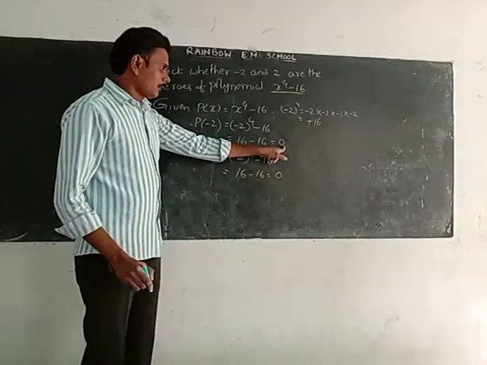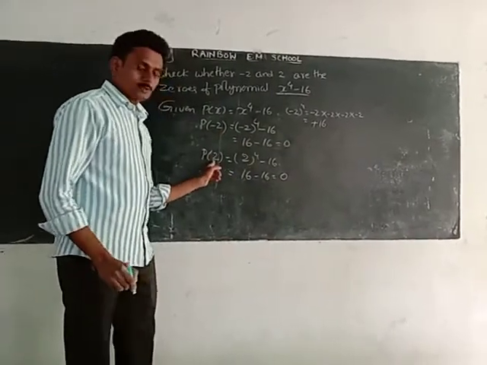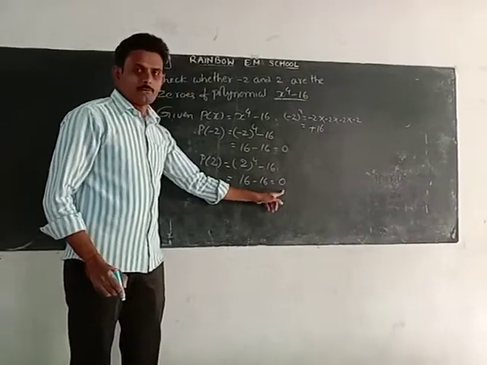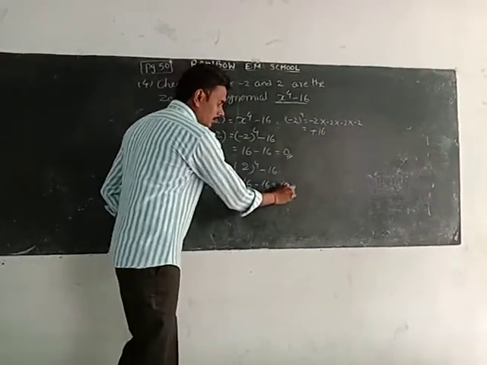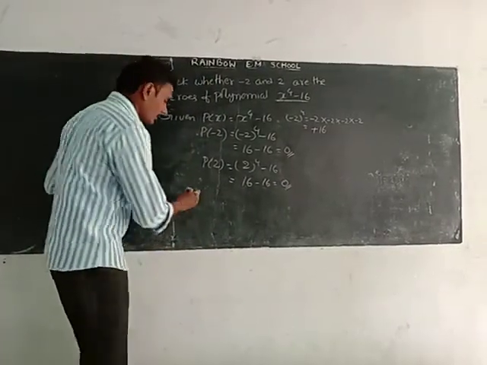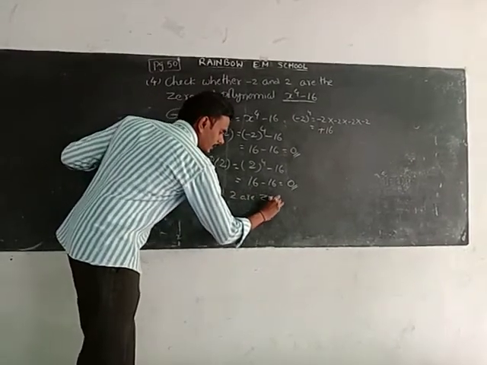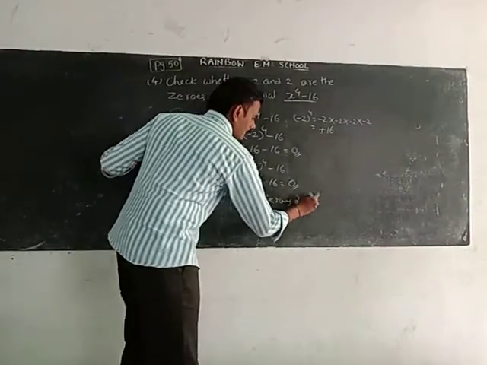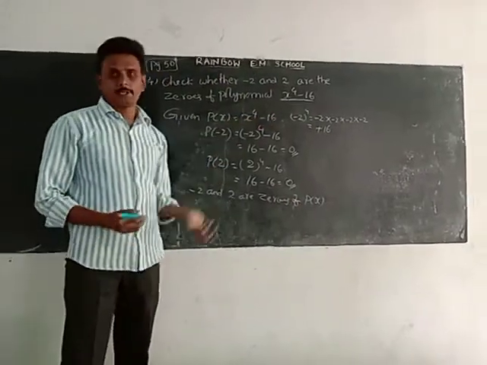What is the value of the polynomial when replacing P of minus 2? 0. After replacing P of plus 2, we will get the value of the polynomial as 0. Whenever you get the value of the polynomial as 0, we can say these two replacing values are called zeros of the polynomial. So minus 2 and 2 are zeros of P of x, or zeros of x power 4 minus 16, we can write.